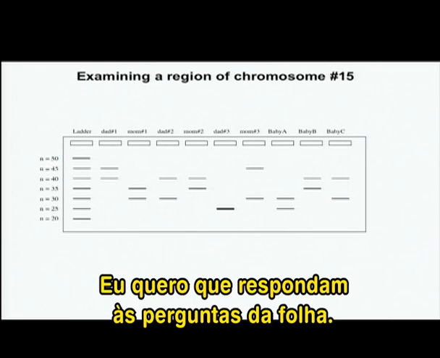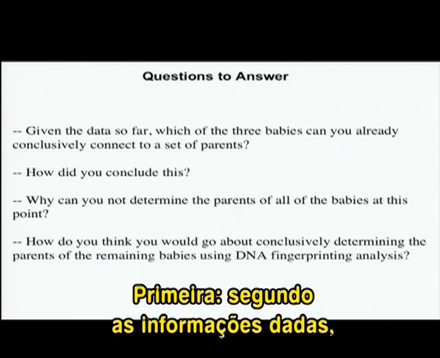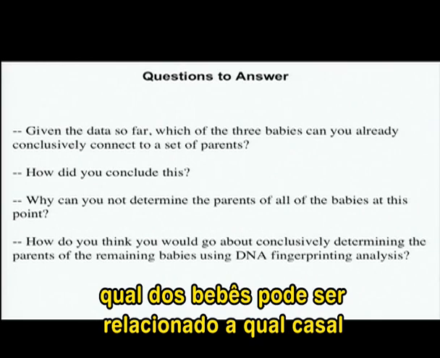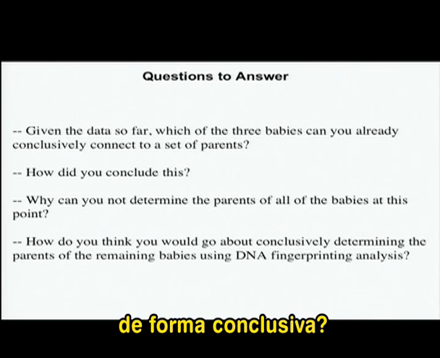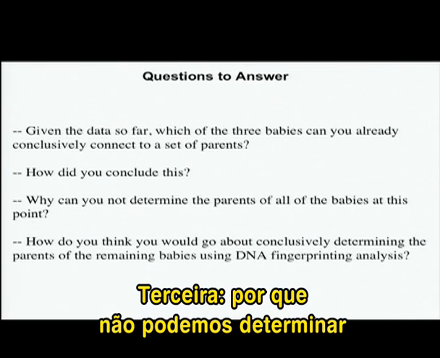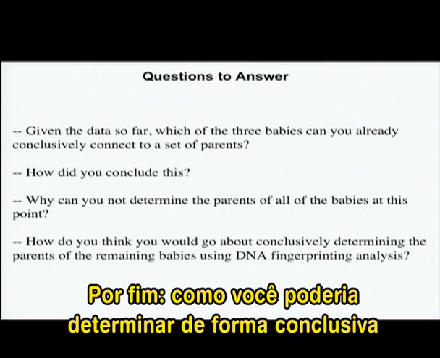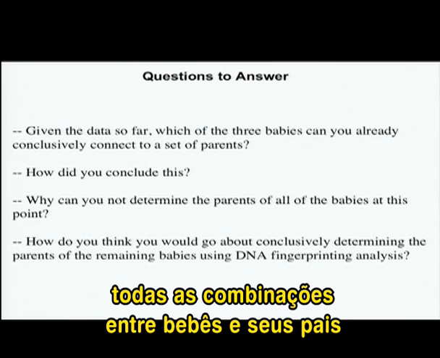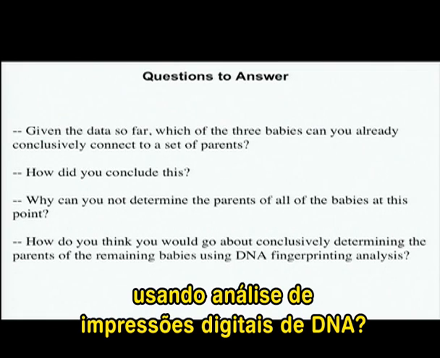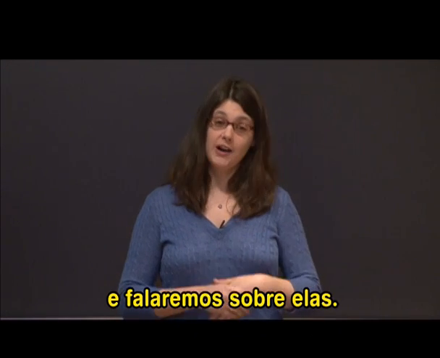So what I'd like you to do is answer the questions on your worksheet, and those questions are shown here. First, given the data so far, which of the 3 babies can you conclusively connect to a set of parents? Second, how did you conclude this? Third, why can you not determine at this point all of the babies and all of their parents? And finally, how do you think you would go about conclusively determining all the matches of the parents to the babies using DNA fingerprinting analysis? I'd like you to answer those questions on your worksheet, and we'll talk about the answers when you're done.